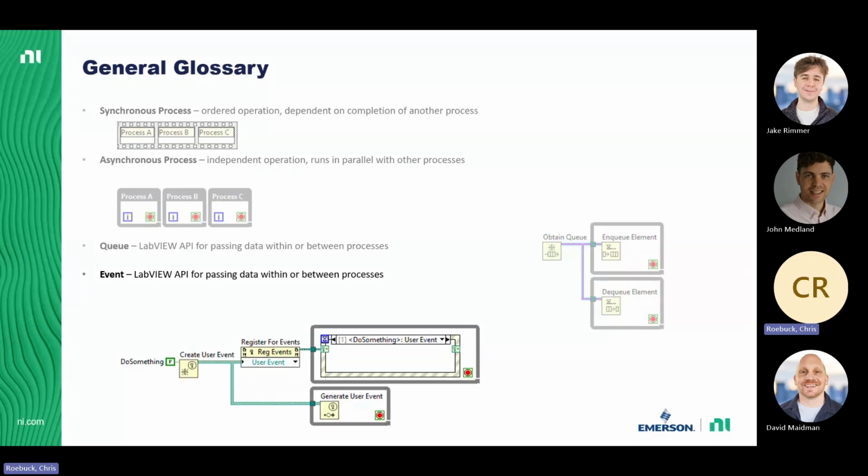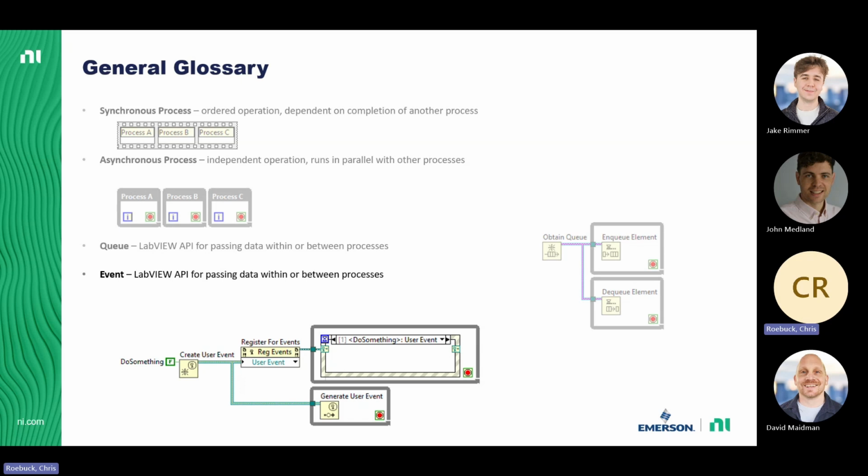And then the final API I think that we're going to be looking at is the event API. That allows us to pass data again within processes, but it's a little bit different in its structure in that it's event driven. So when something happens, a button's pressed, or some data is updated, we can trigger an event. In that example, we've defined an event. In the top loop, we've registered to hear about that event. So we've set up this listener to listen for that event happening.